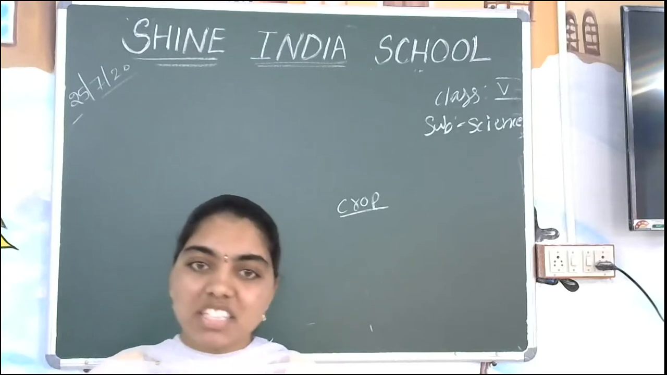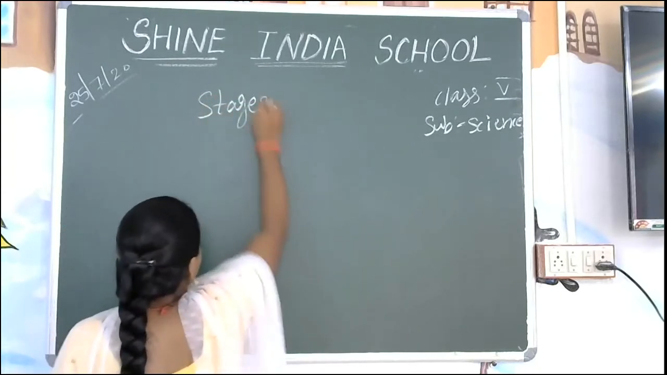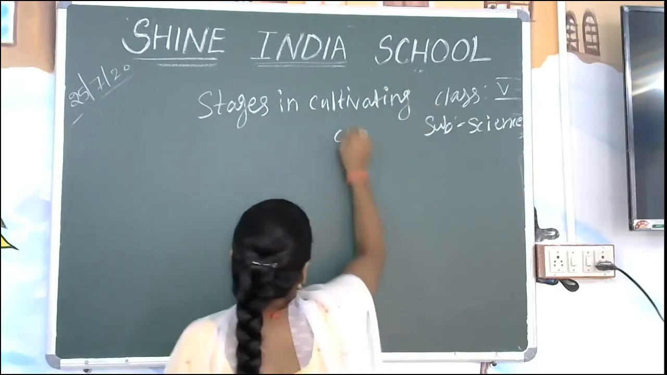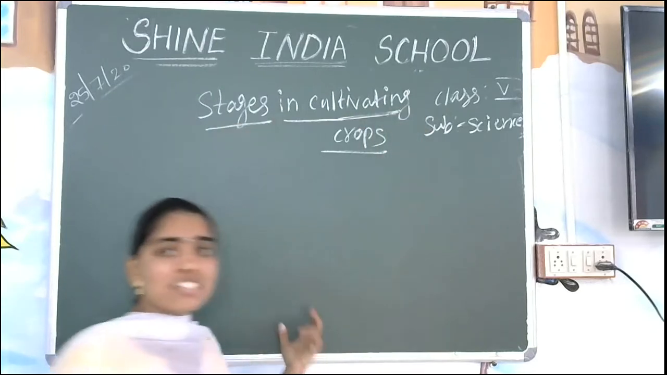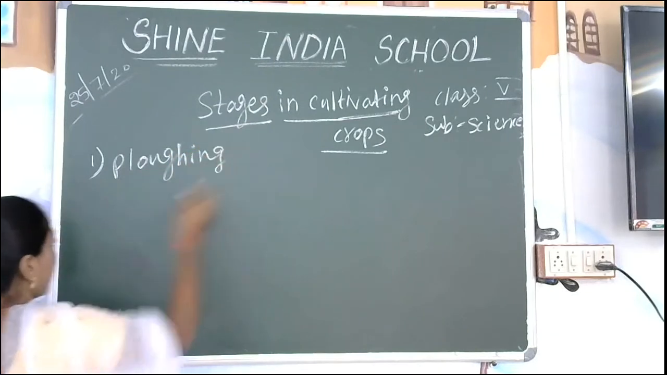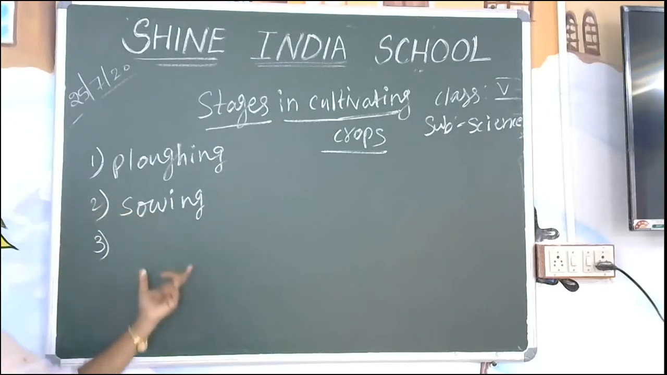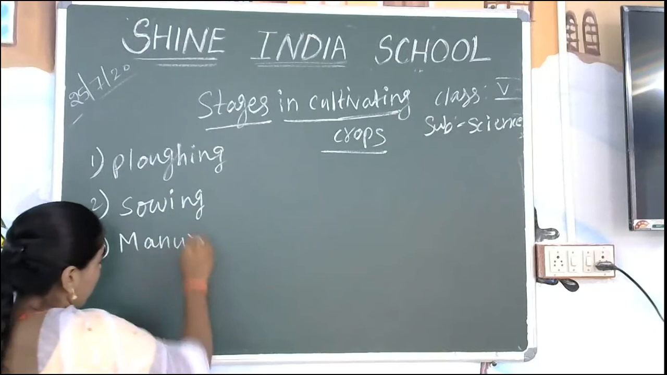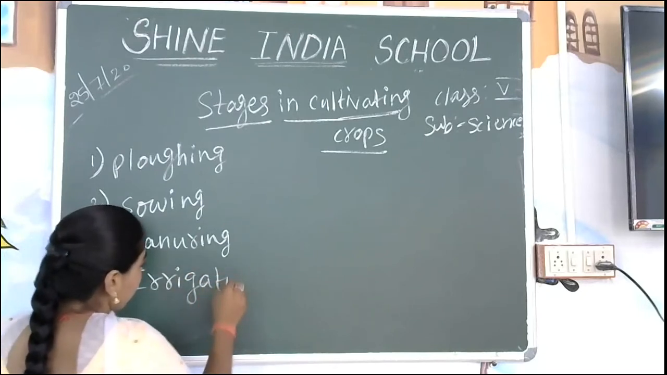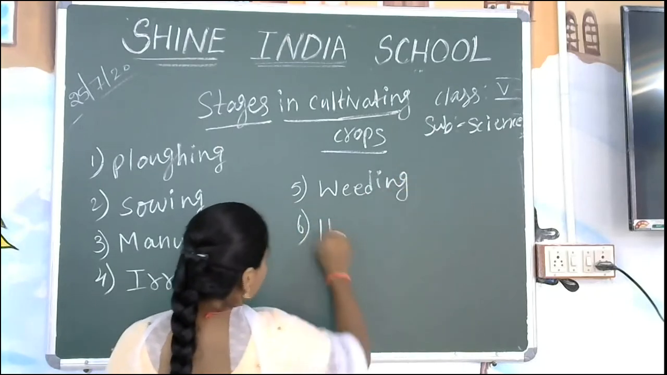Today we are going to learn about the stages in cultivating crops. Here we have the stages. Yesterday we learned about the first three stages. What is the first one? Ploughing. And the next one? Sowing. And the third one? Manuring. Next, today, we are going to learn about irrigation. The fifth one is weeding, and the sixth one is harvesting.